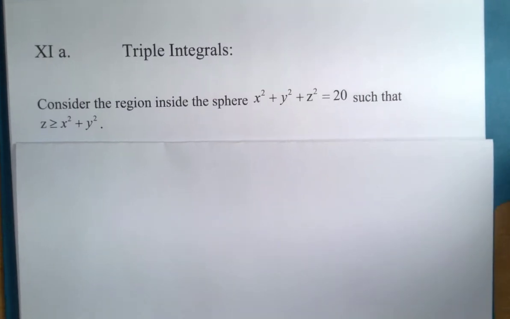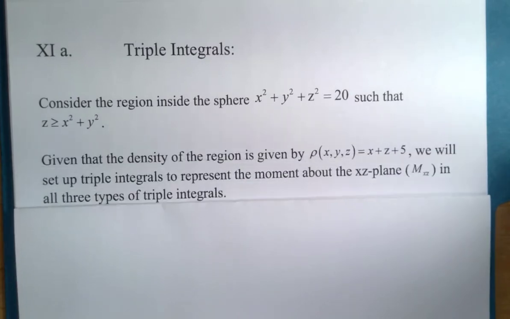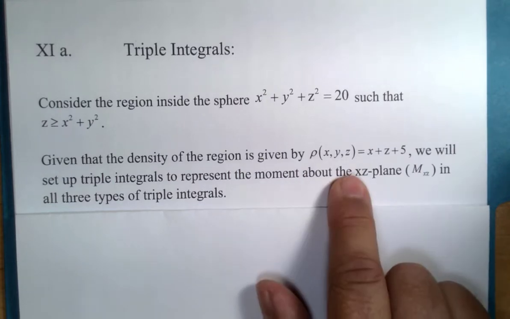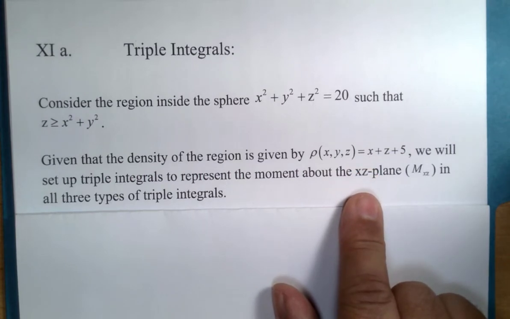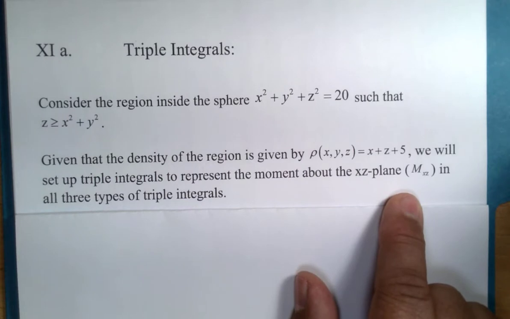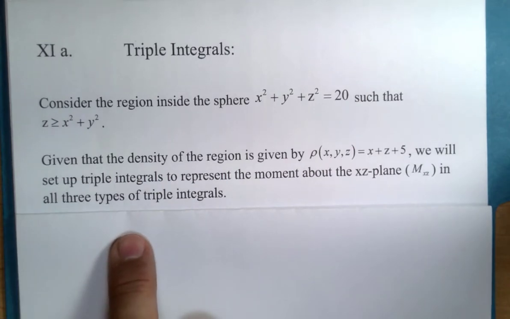But wait, there's more. And we're going to add some other details. So for this solid region, we're going to utilize a density function, x plus z plus 5, and we're going to set up triple integrals that calculate the moment about the xz plane. And it says 3 types of integration. I'll better identify those as we get to them.